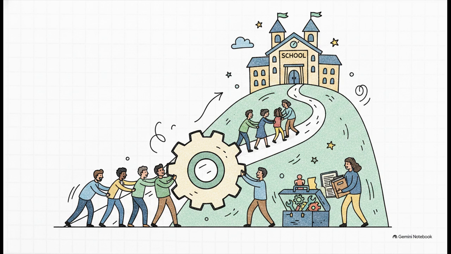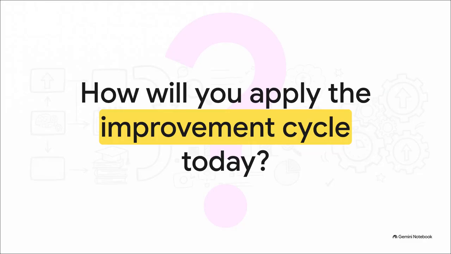They aren't just following orders from the top down. They hold great influence over setting the goals and determining exactly what resources, training, and supports the whole community needs to thrive. Which brings us to the end of our journey today, and it leaves us with one final crucial question to think about. How will you apply the continuous improvement cycle today?